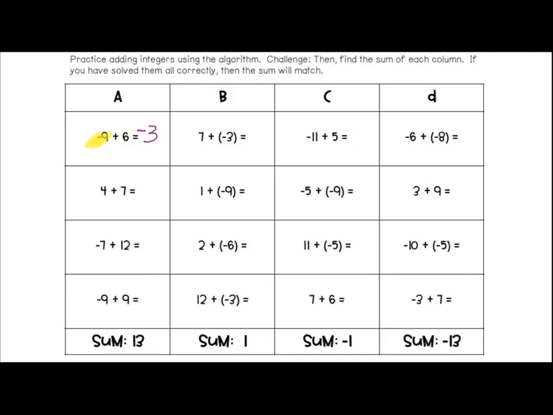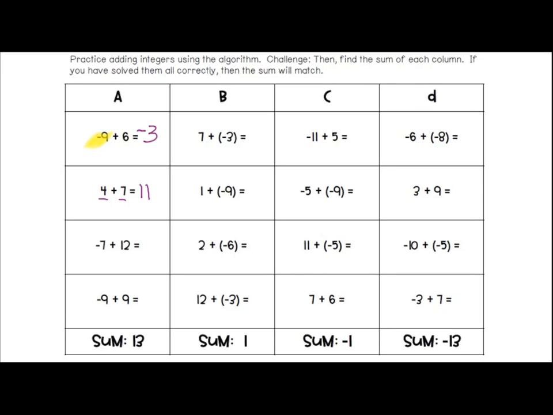Now I'm going to make you skip down to below negative 9 plus 6. Here I have a positive 4 and a positive 7. So I know then that all I have to do with these numbers is add them together. 4 plus 7 gives me 11. And that's it. My answer is done.